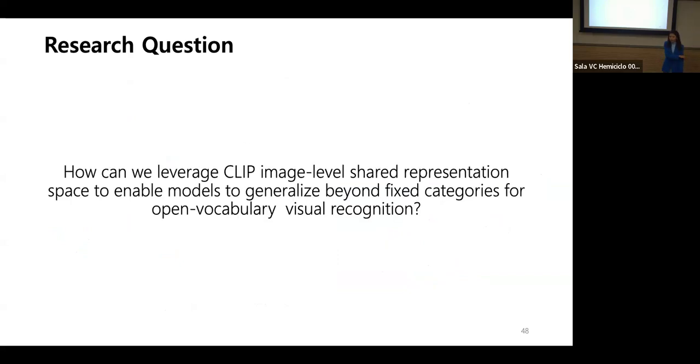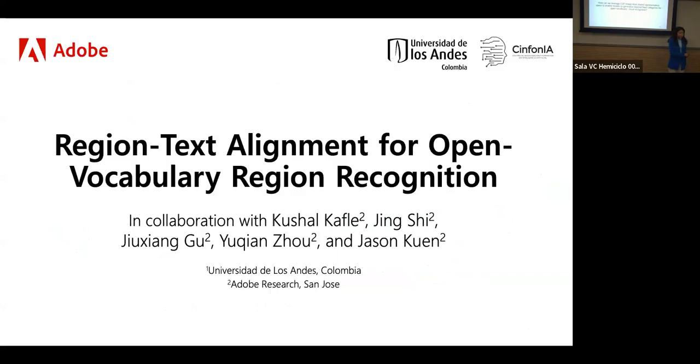So the research question for this task is, how can we leverage CLIP image-level representation space to enable models to generalize region-level categories for open vocabulary visual recognition? This paper is called Region Text Alignment for Open Vocabulary Region Recognition. This was work done during an internship at Adobe Research.